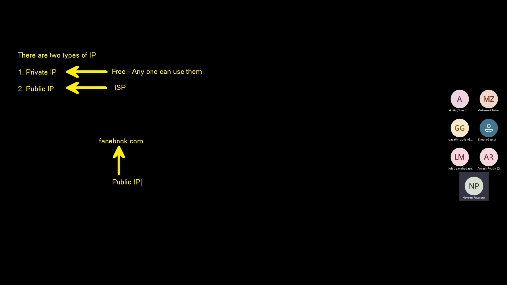Whatever websites you are accessing on the internet, all of them will have public IPs in the backend. So whenever you want to host a website on the internet, you must buy a public IP address. The public IP address will be linked with your website. A private IP, you can use anywhere.